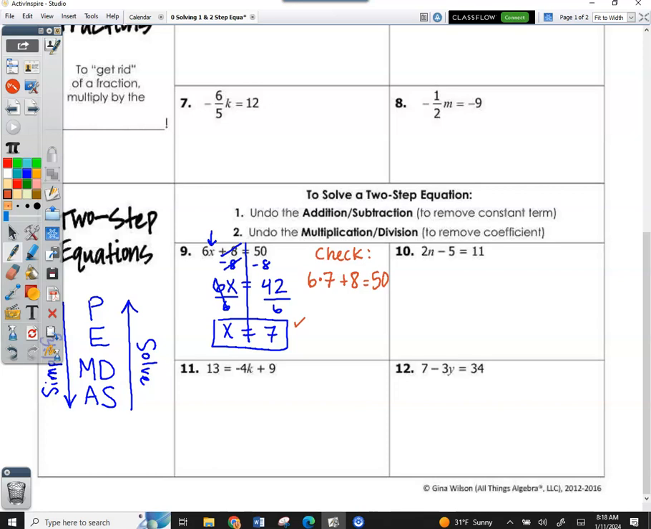All right, so let's look at 10. We're going to draw our line down. We're going to say, okay, this is the letter I need to get by itself, the variable. We're going to move what first? What's going to go to the other side first? The -5, and it would move by addition.